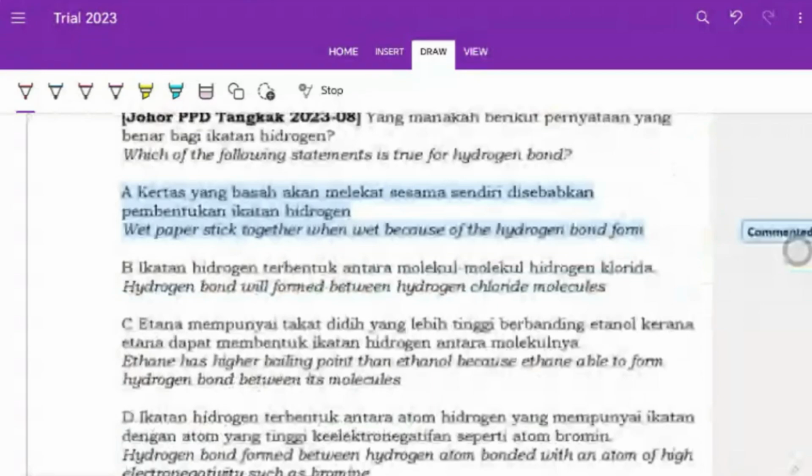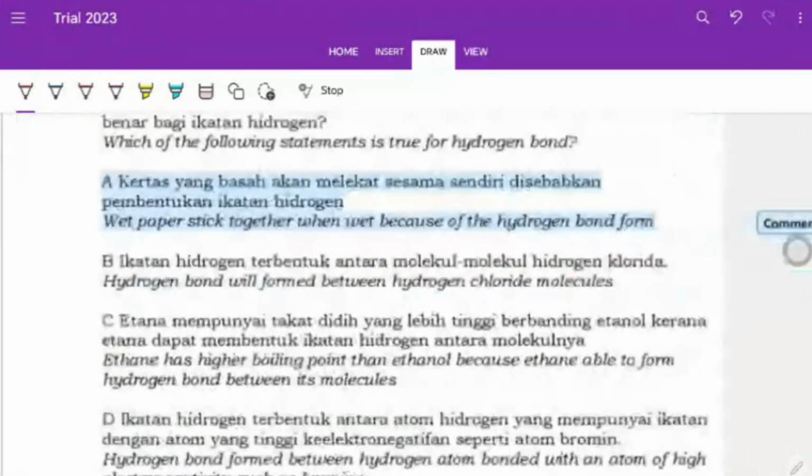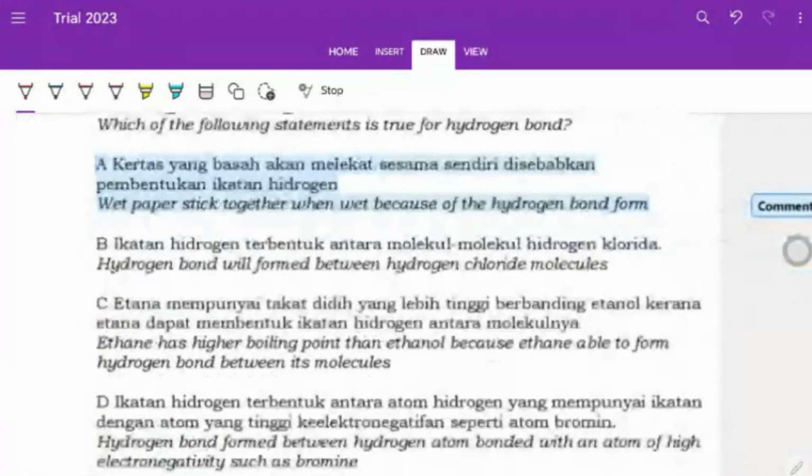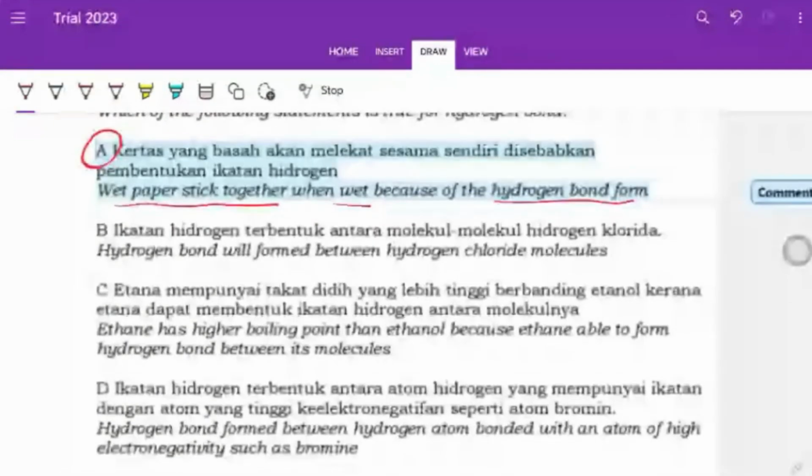Okay, next, true about hydrogen bonds. This one is the application, right? I also asked in the quiz today. The wet papers stick together when wet because of the hydrogen bonds formed. Yes, this is the application. Next, hydrogen bond will form between the hydrogen chloride molecules, not hydrogen chloride with hydrogen chloride.